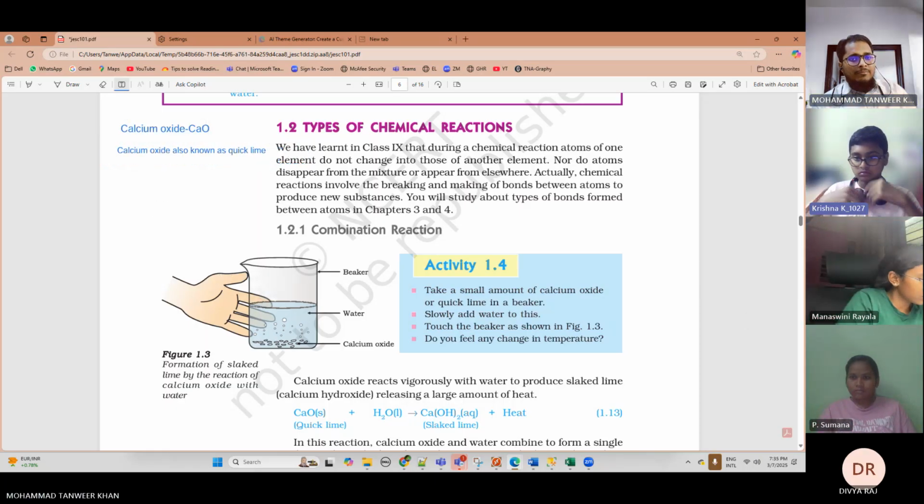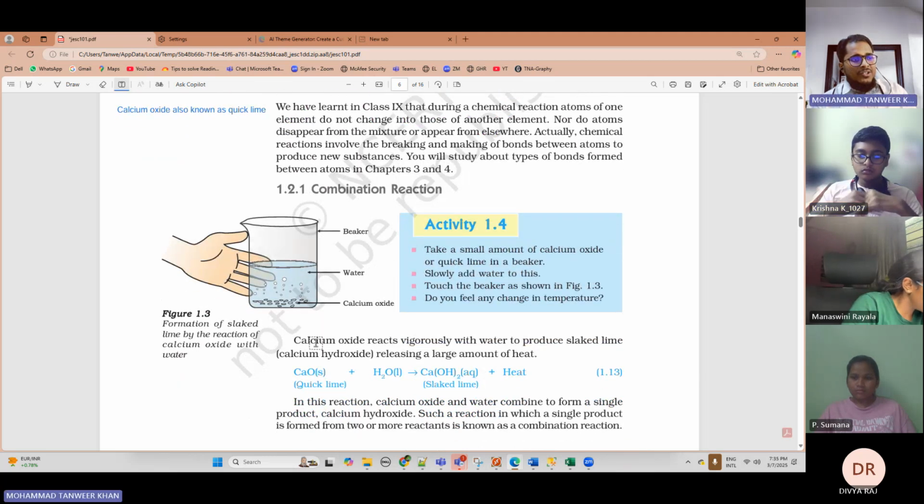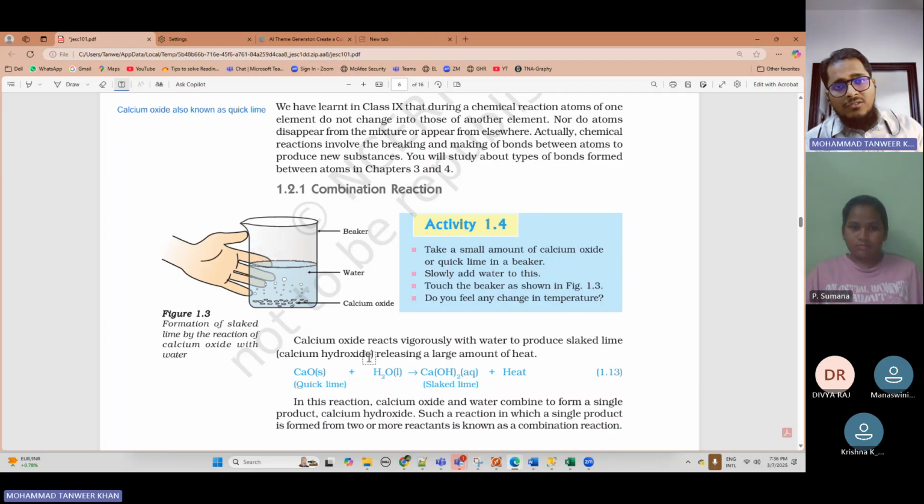Calcium oxide reacts vigorously with water to produce slaked lime. So when you mix water with this calcium oxide, which is also known as quicklime, what will it produce? Slaked lime. Slaked lime means what? Calcium hydroxide. You can see here, Ca(OH)2. This is your calcium hydroxide. So it will create this. Okay, clear?